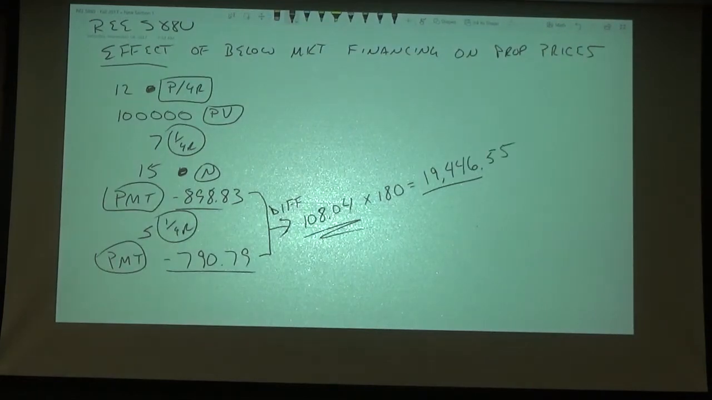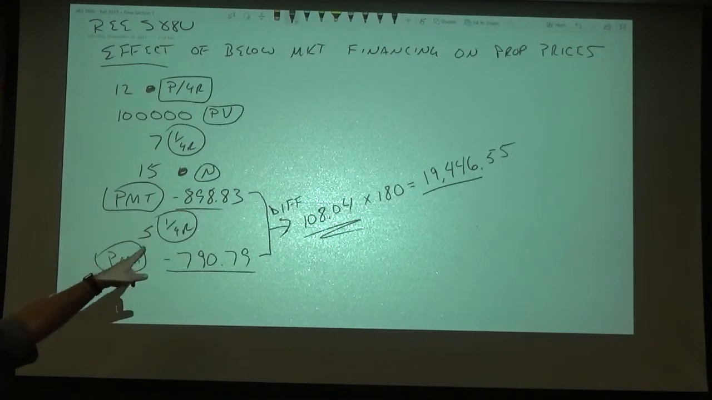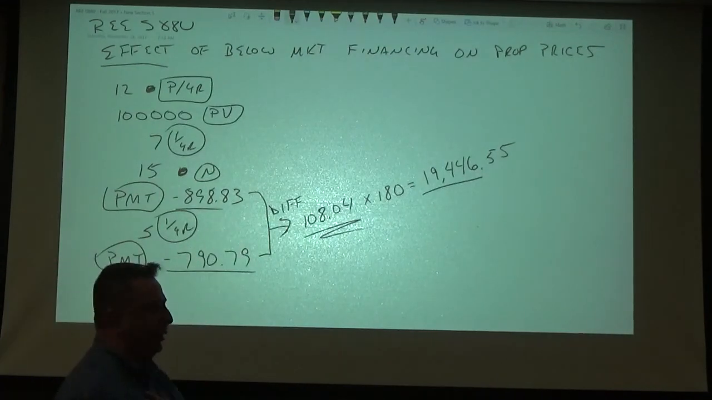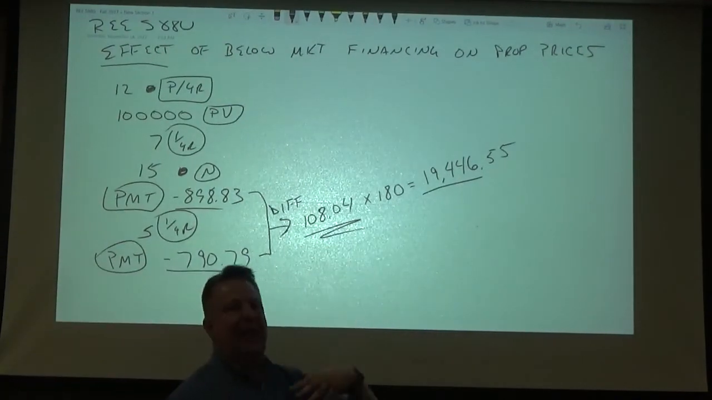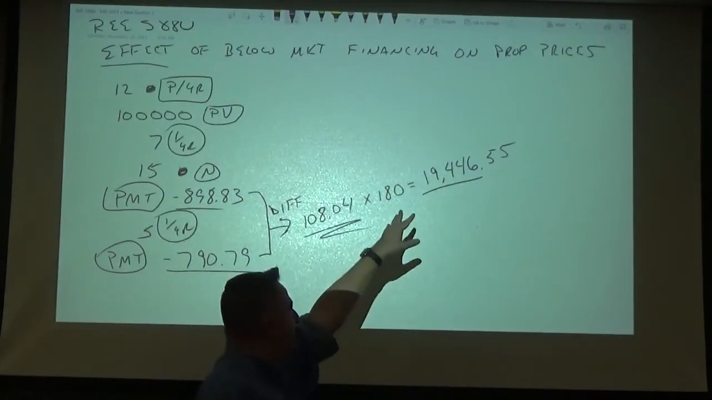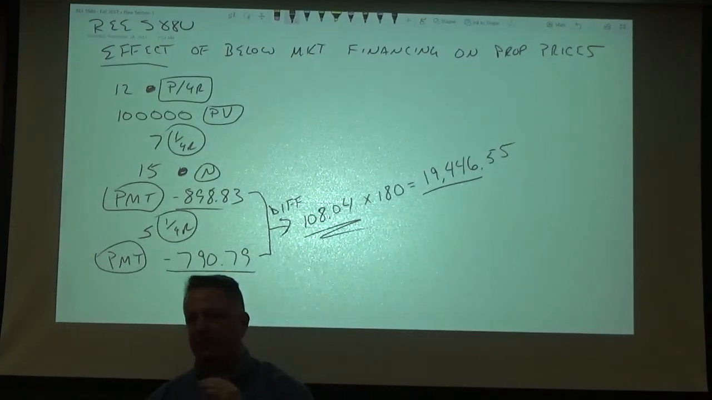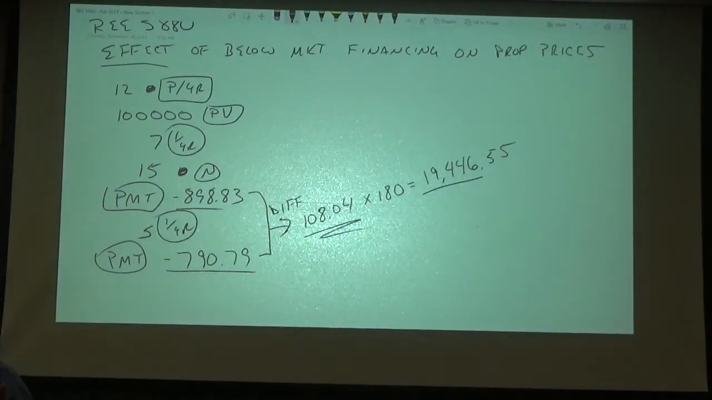So $19,446.35 would be the raw savings, not applying any time value of money, just simply saying what's the difference between the two payments over 15 years or 180 months. And in essence, if we went with the owner financing or the seller financing at this lower interest rate, we would save ourselves out of pocket an absolute $19,446.55. Everybody cool with that?